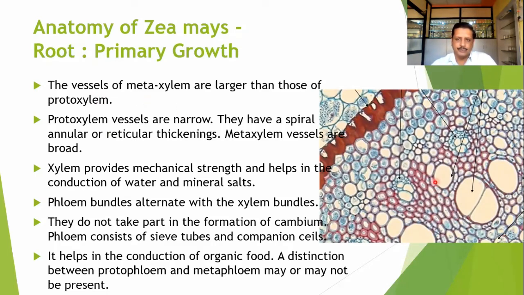Now here we have zoomed in a little. That is the vascular bundle. These are the vascular phloem patches, and these are the vessel elements, which we call metaxylem, and these are the protoxylem elements. In between those, we can find the phloem patches. These protoxylem vessels are narrow and they have spiral, annular or reticulate thickenings. Metaxylem vessels are broad. Here you can observe that metaxylem vessels are broader as compared to the protoxylem elements.